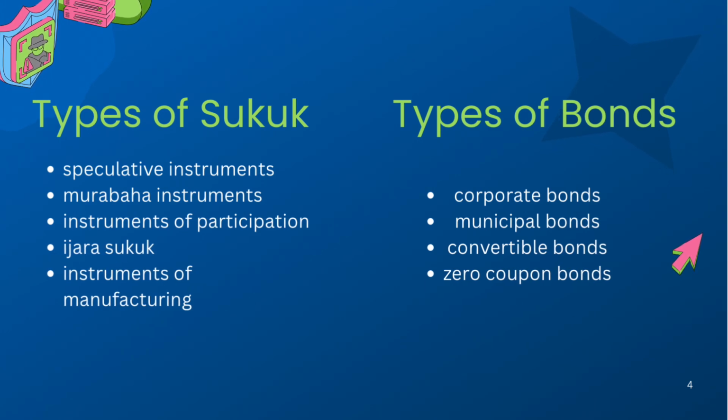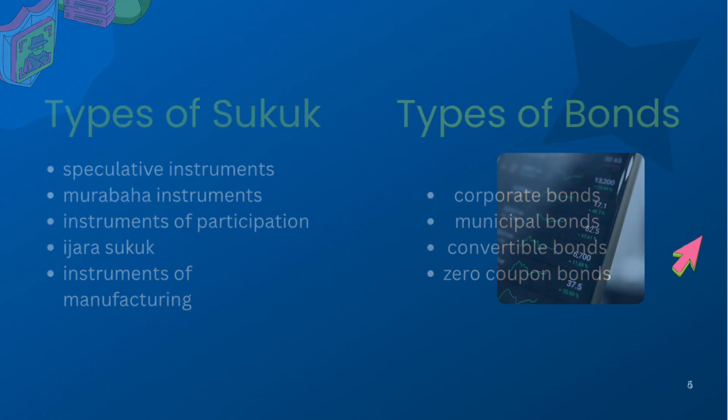Some types of sukuk are speculative instruments, murabaha instruments, instruments of participation, ijara sukuk, and instruments of manufacturing, and some types of bonds are corporate bonds, municipal bonds, convertible bonds, and zero coupon bonds.